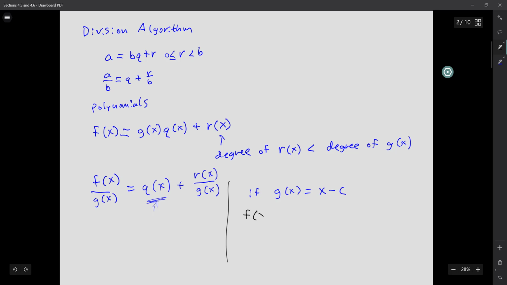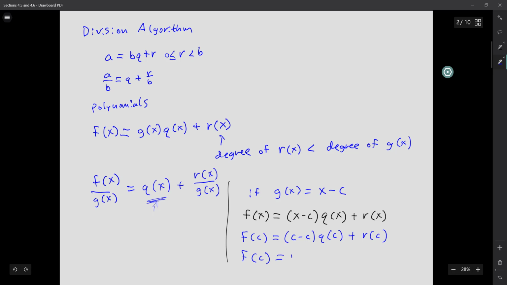I'll be looking at f of x equals x minus c times q of x plus r of x. But if we try to plug in c to all of this, in place of x, we see that f of c is equal to r of c. So what does that tell us?